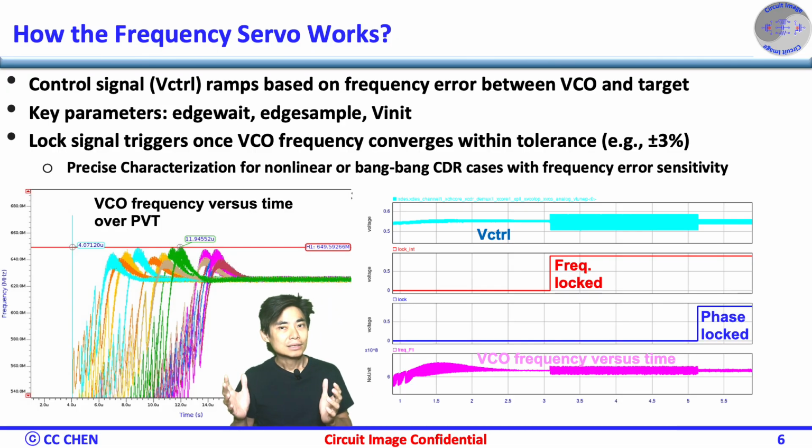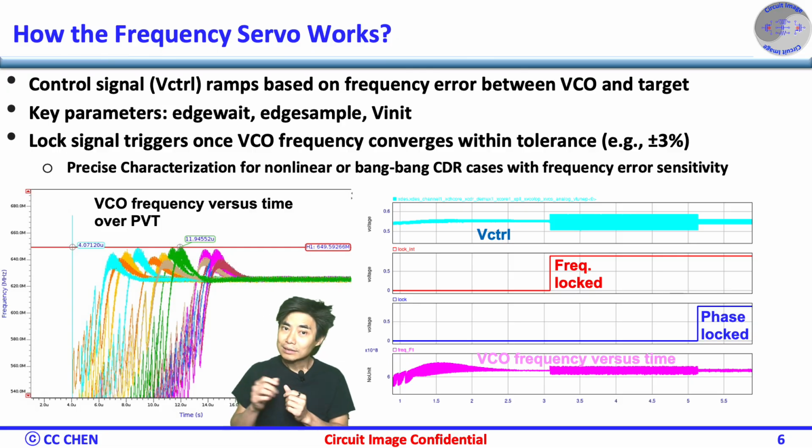On the plot, you can see the frequency ramping to target and the control voltage settling. When the green lock line rises, the system knows we are good to go. This approach is precise, even for nonlinear CDR loops or bang-bang behavior. It avoids slow settling and enables fast locking.